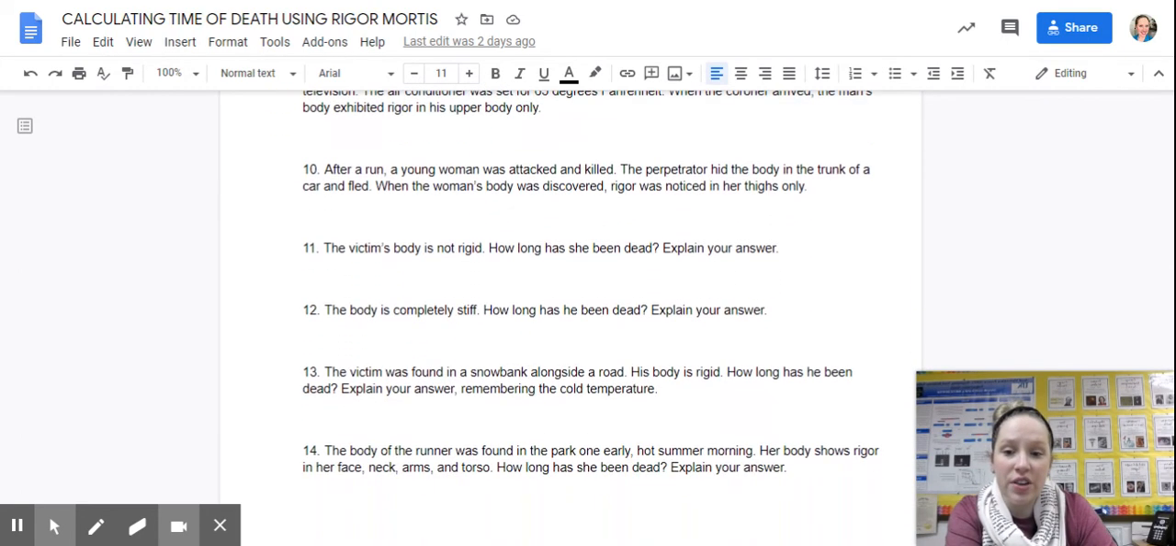So make sure that you've explained those reasonings, you type your answer after each one, and then you're going to submit this Google document as your assignment for today.